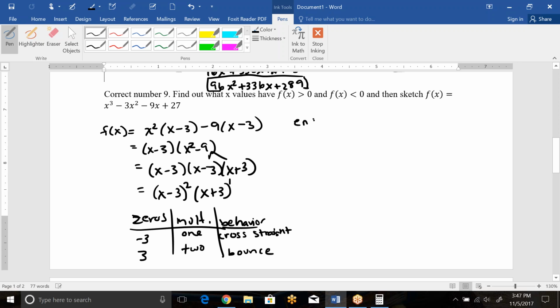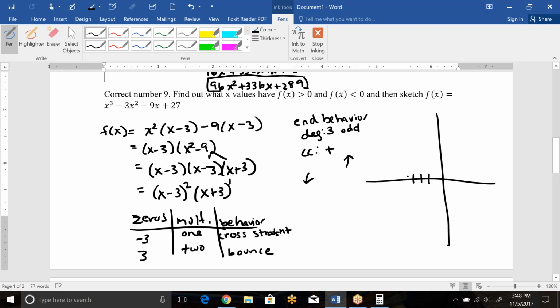And then the end behavior, that's related to the highest power if you're in standard form here. So that's a degree of 3, which is odd. And the leading coefficient is positive. So that is down on the left and up on the right. So we should now have enough information to graph this and get a rough sketch.